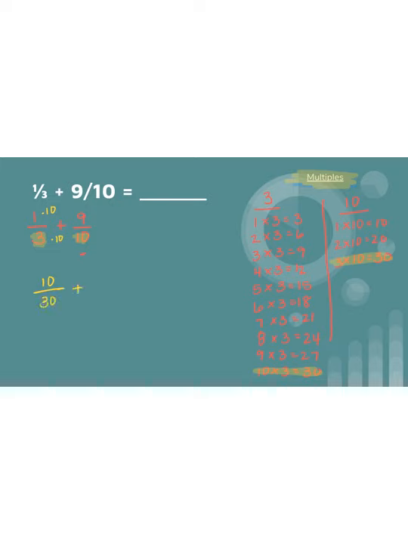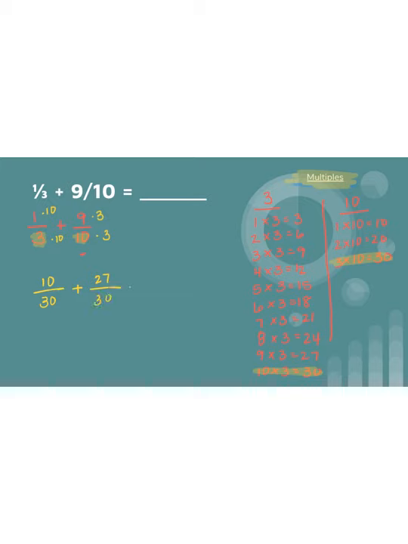Plus, okay, so now we want to get this next fraction, the 9/10, into 30ths as well. I want that bottom number to be a 30. Well, if I look at my multiples of 10, I see 3 times 10 is 30. So that means I'm going to multiply this side by 3 and this side by 3. So 9 times 3 is 27, and then 10 times 3 is 30.